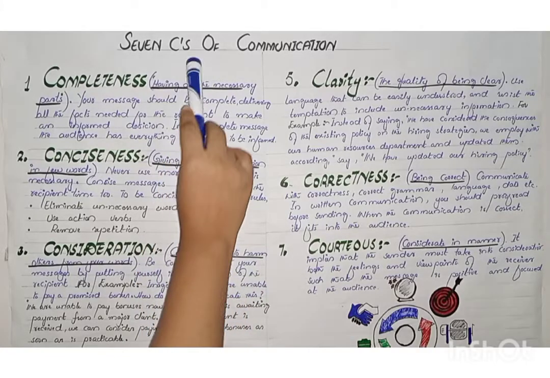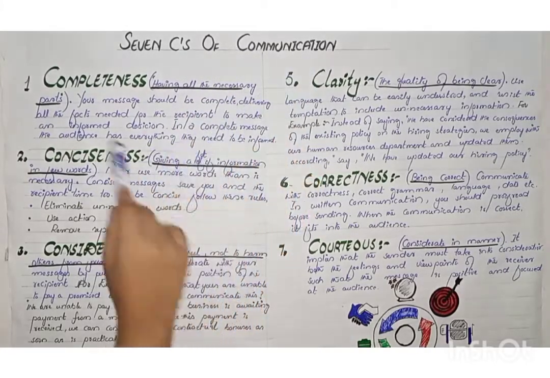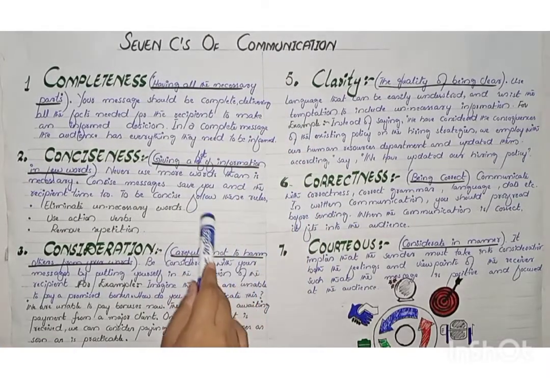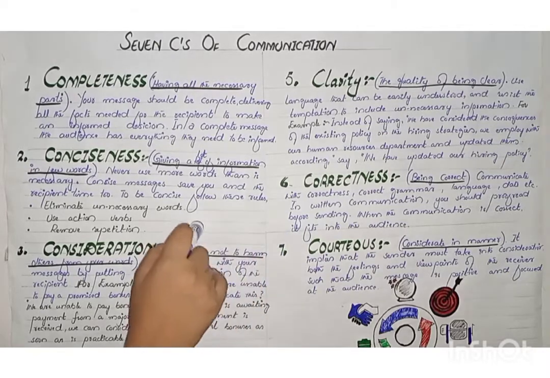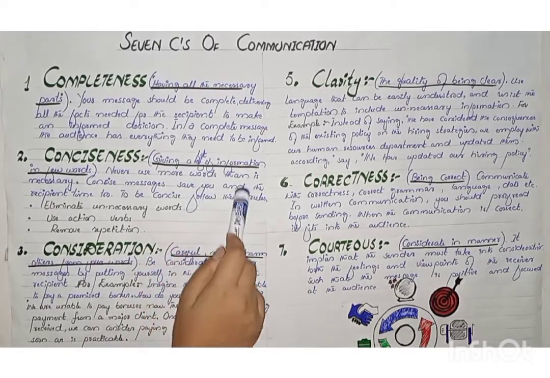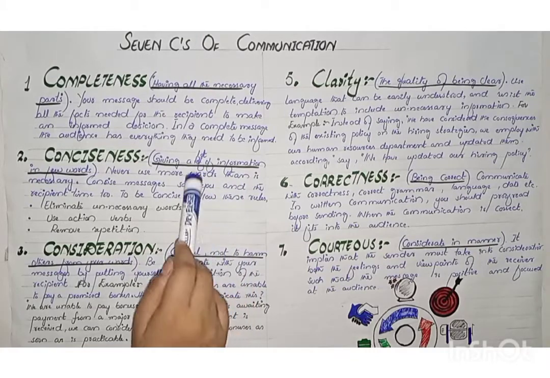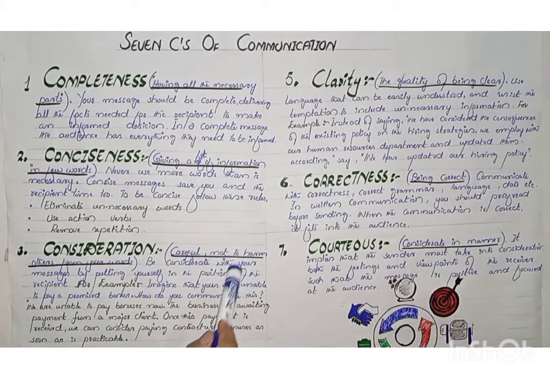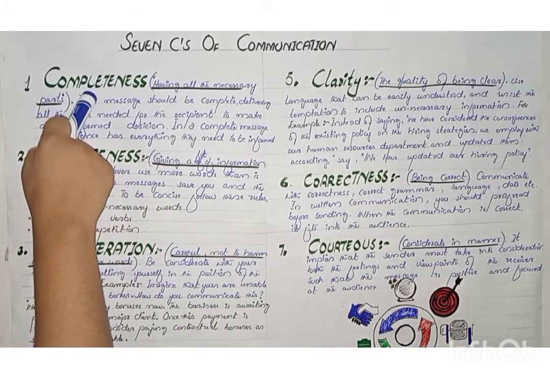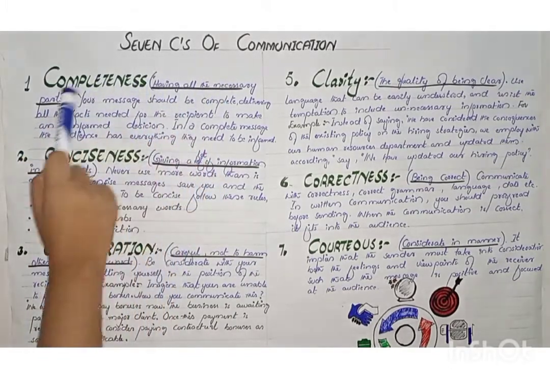This is why the 7 C's of communication provide a checklist for making sure that our meetings, emails, conference calls, reports are well constructed and clear, so our audience gets our message clearly. The number one is completeness, having all the necessary parts.